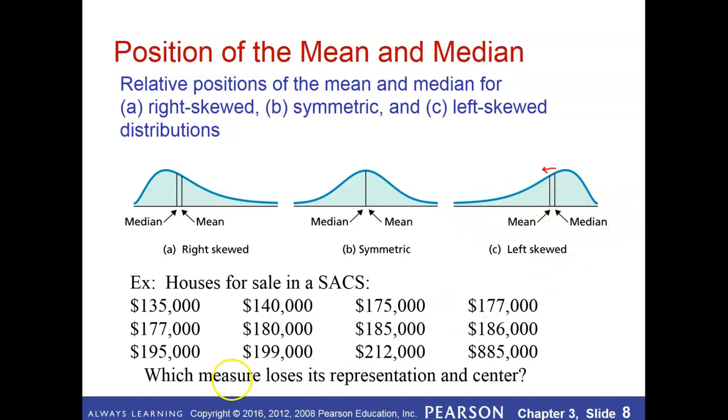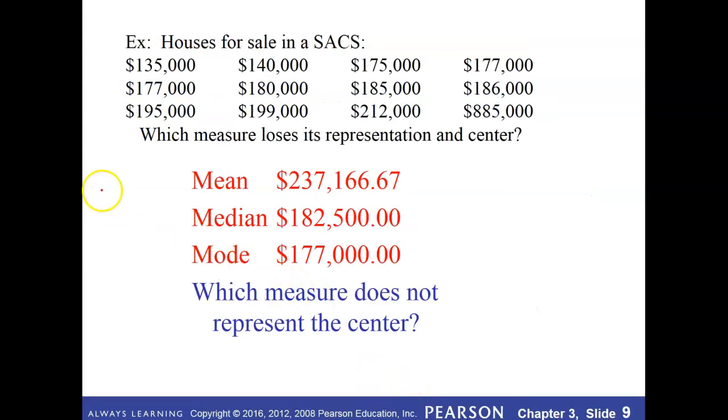So if we take a look at these houses in Southwest Allen County Schools that have sold recently, we have a $135,000 house, a $140,000 house, and if you look at all these prices, 177, 180, 185, 186, 195, 199, 212, and then 885,000. So we want to figure out which measure best represents the center. If we take that data and use our calculators to find the mean, median, and mode, here's what we get. One of these measures, though, doesn't do a very good job of finding the center value.